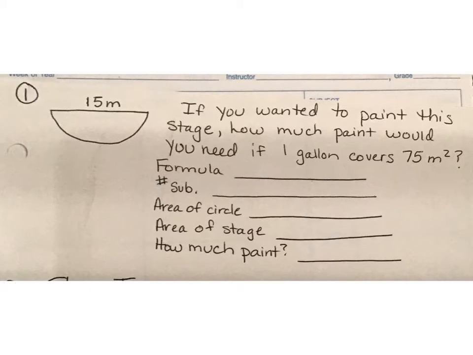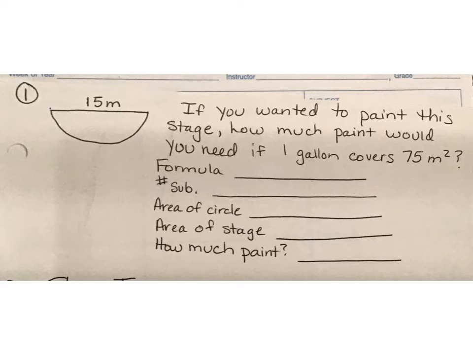Okay, here's a good example of we don't always have a perfect circle. So we're going to pretend this is a stage, and you can see that's a half a circle, right? If you wanted to paint the stage, how much paint would you need if 1 gallon covers 75 meters squared? So to do that, we obviously don't have a formula for half of a stage or a half of a circle. So we are going to find the area of the entire circle first.